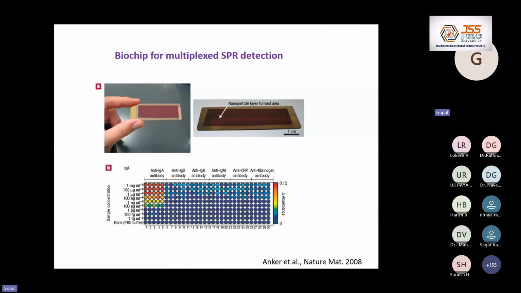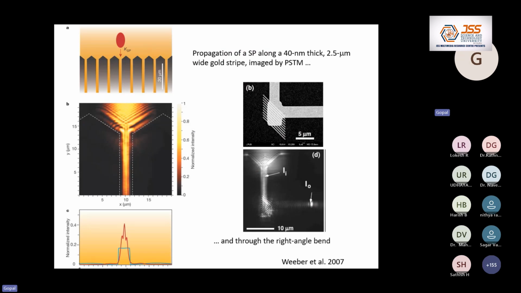Okay, this is one of the biochips. Again, this is a Nature work. And again, propagation of the surface plasmon along a 40 nanometer thick, 25 micron wide gold stripe. Okay, varieties of things which I showed you: pyramids, triangles, dips, and varieties of structures. Nanostructures can be made with biocompatible materials, and you can show various applications.